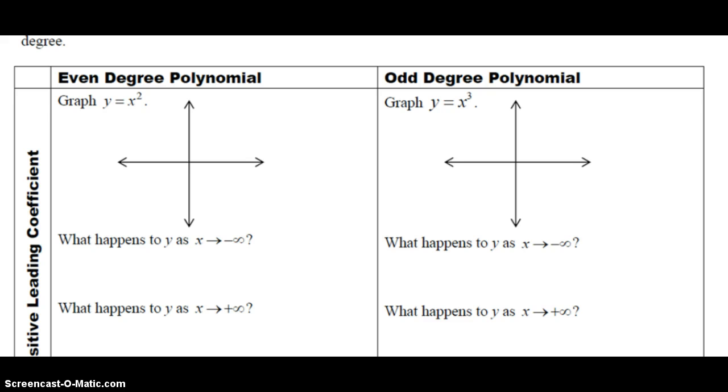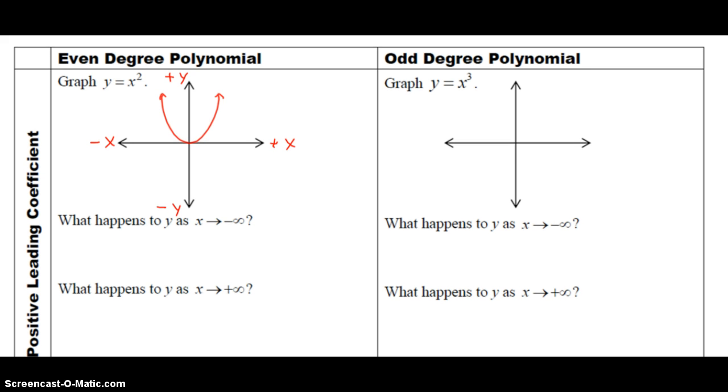So we're going to graph y equals x squared. That's the parent function. Notice that to the left we have negative values of x, to the right we have positive values of x, and up we have positive values of y, and below we have negative values of y. So when we start to talk about the behavior of this function, we're going to do it as we read from left to right.